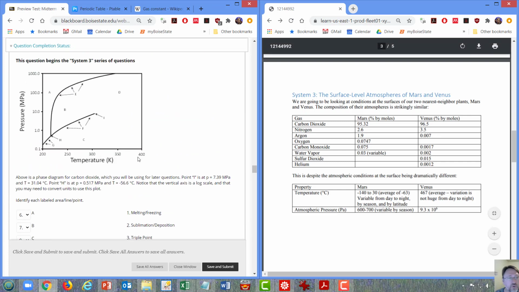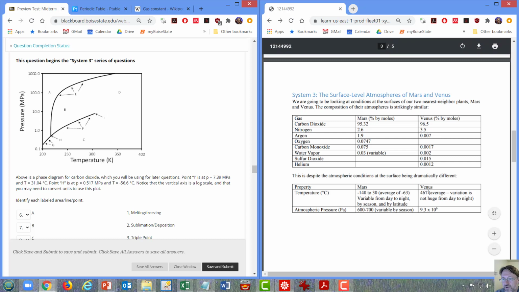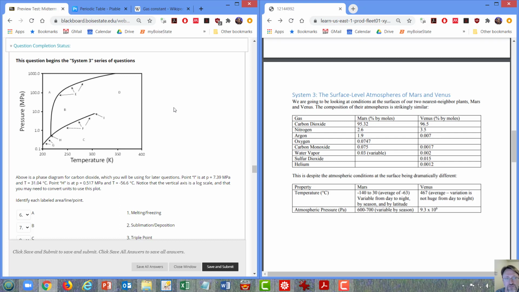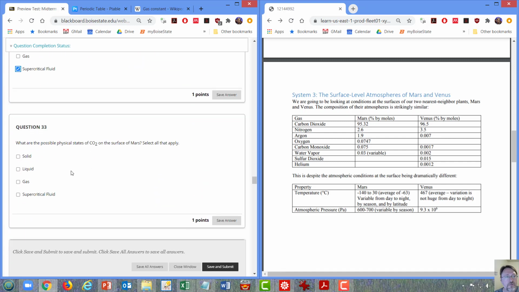So our pressure, 9.3 times 10 to the 6th, is going to be 9 megapascals. All right. So that's going to be right under this, in that region. 467 degrees C. Well, Kelvin's even higher than that, so that's going to be off scale up here. So that is clearly in the supercritical fluid region, and that's the only thing you can have. CO2 on the surface of Mars.